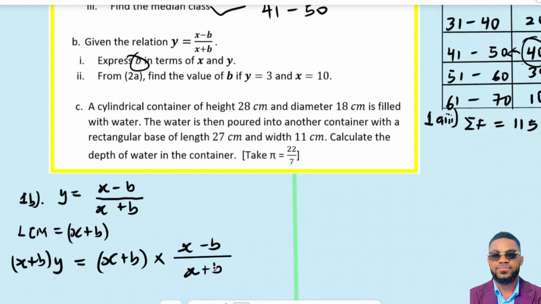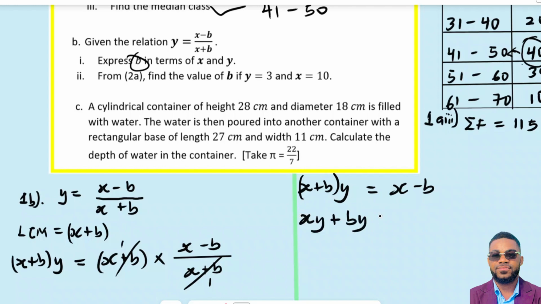At this point, we know that the whole of this can also cancel this one. So we are done with the fraction. So we are going to get this. We have x plus b multiplying y equal to x minus b, which we can expand to remove the bracket here. So y times x, we have xy plus b times y, that's going to be by, equal to x minus b.